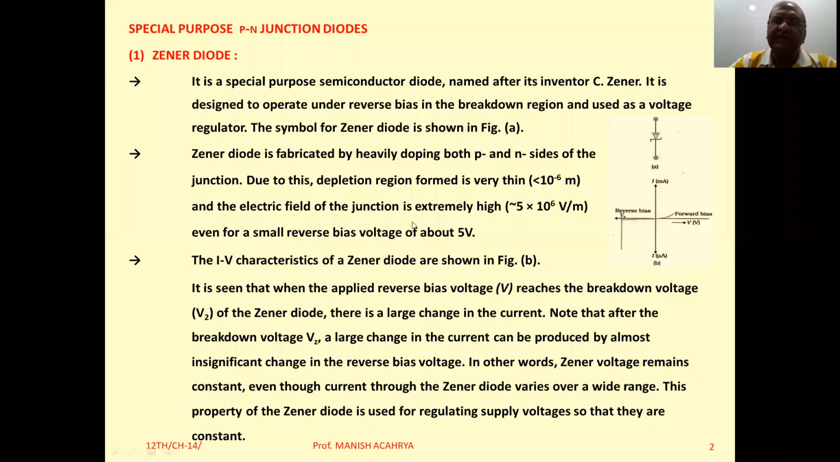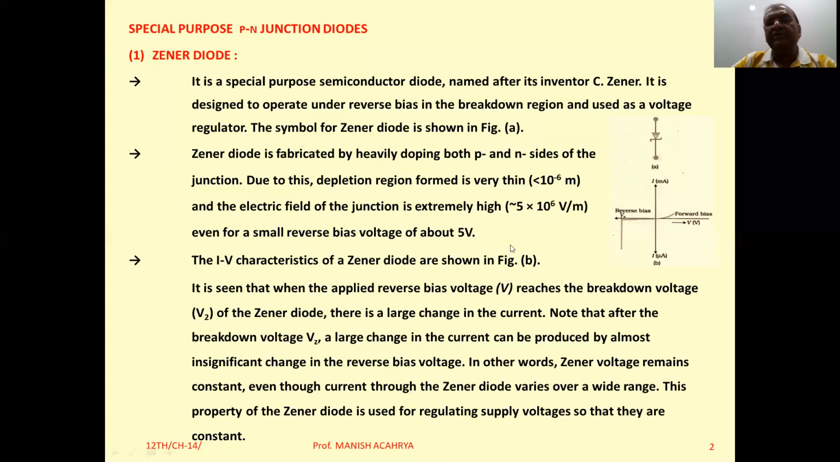Special purpose PN junction diode. First one, that is Zener diode. Now see, Zener diode is named after its inventor. And the name of the scientist was C. Zener. So this diode is named as Zener diode.